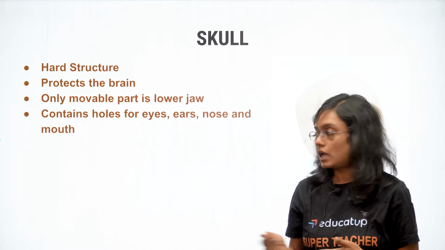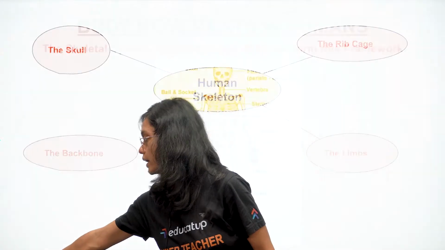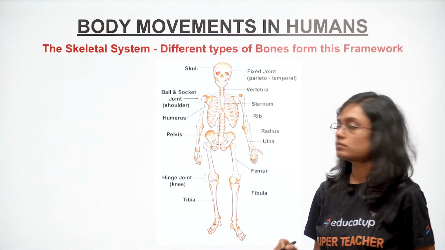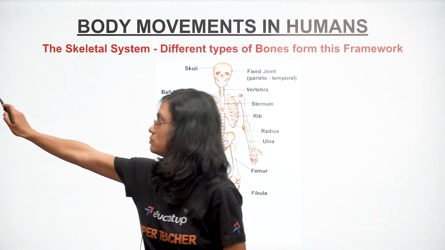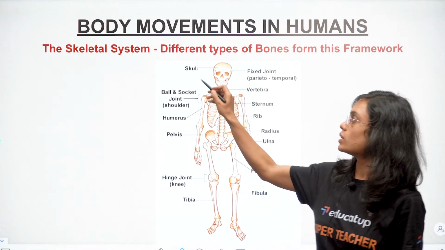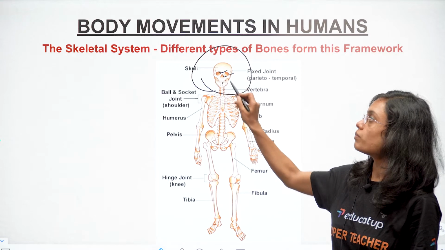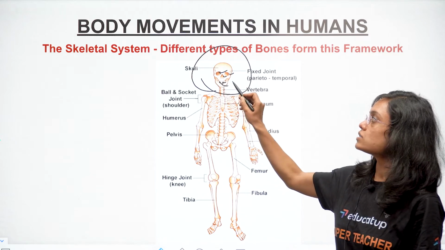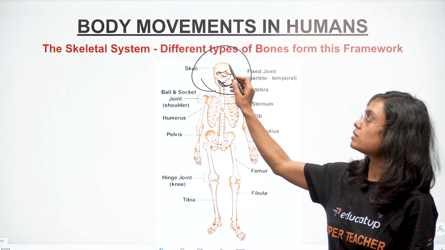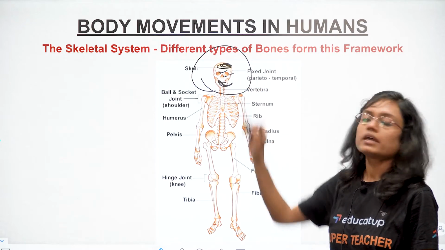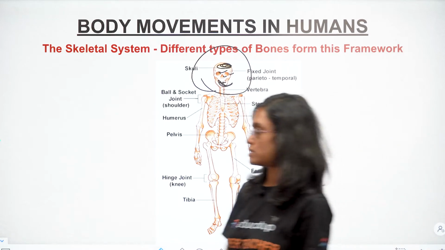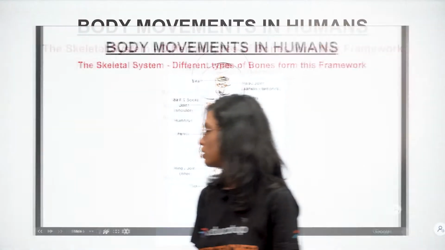Obviously, if you see, let's go behind. Yeah, over here. So, you can see this. This is the skull. It has holes for eyes, for nose, for mouth. Okay? And this lower jaw is the only part which is movable, and it protects the brain which is present over here. So, yeah, that is there. Now let's move ahead.